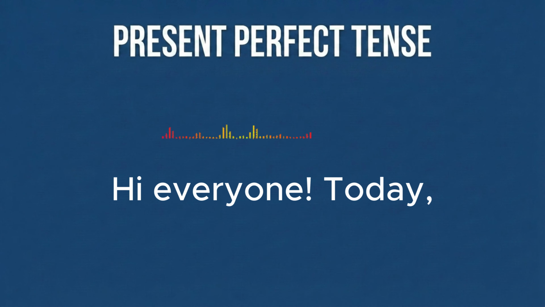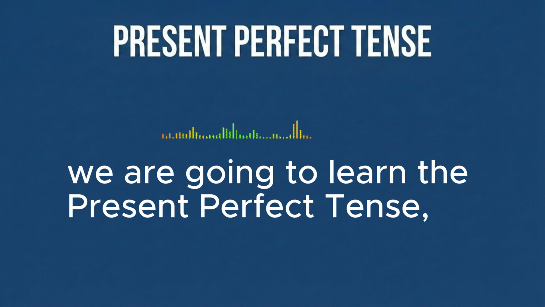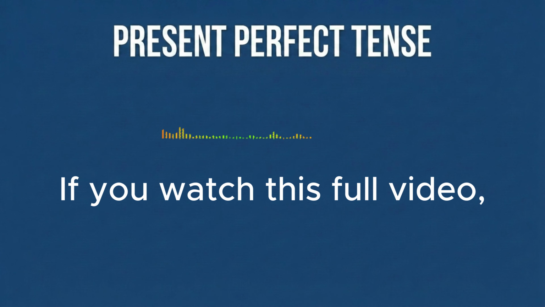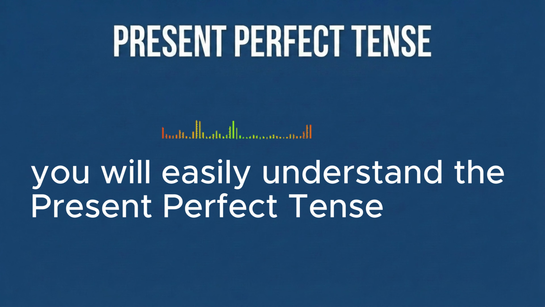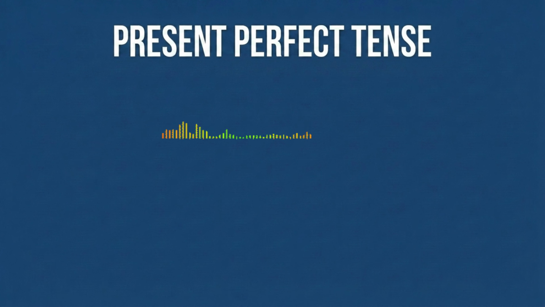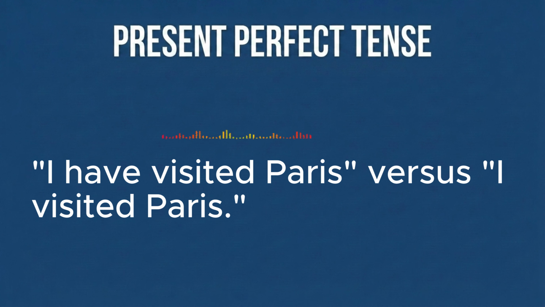Hi, everyone. Today, we are going to learn the present perfect tense from beginner to advanced level. If you watch this full video, you will easily understand the present perfect tense by the end. Let's start with a quick example. I have visited Paris versus I visited Paris.